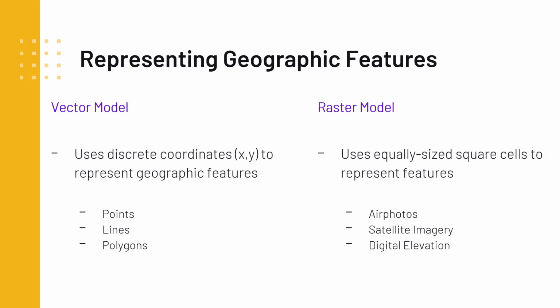So when you're representing geographic features, there's two main models that are used. There's the vector model, and this uses discrete X and Y locations to represent geographic features. So basically everything in a vector model is a point, a line, or a polygon. This is compared to the raster data model. In a raster data model, the world is represented by equally sized square cells to represent features, okay? And each cell would then have a value.